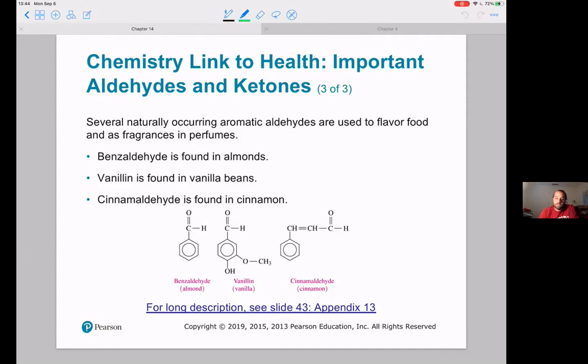The key component is not, I guess, a benzaldehyde in the sense that it doesn't have this exact group there, but in the sense that it's an aromatic aldehyde. So you still have that benzene ring and that aldehyde group.